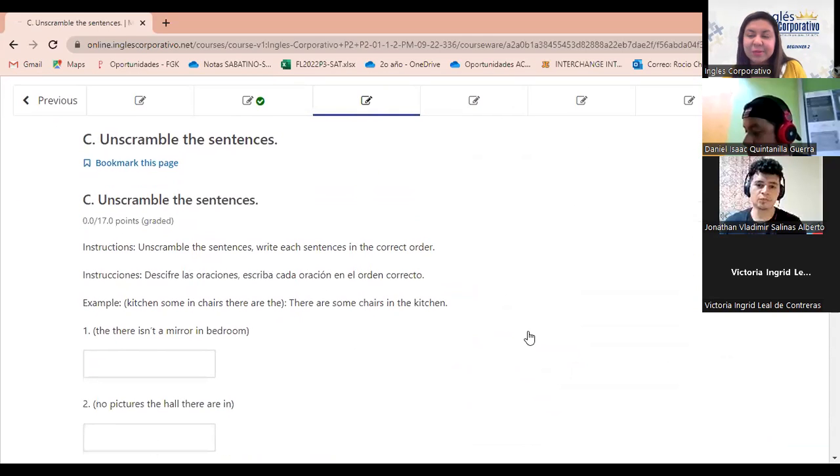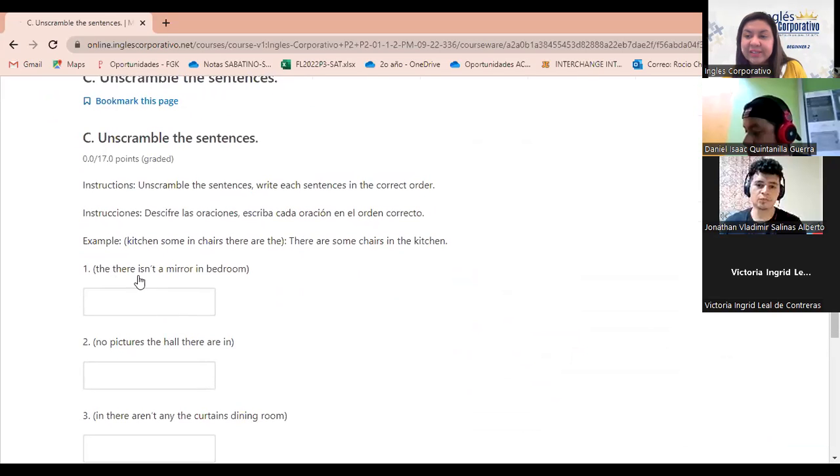Now, in this, unscramble the sentences. ¿Qué van a hacer? Unscramble the sentences and write each sentence in the correct order. Bueno, aquí las oraciones están desordenadas, usted las va a ordenar y va a escribirlo en el orden correcto. Por ejemplo, tenemos kitchen, some, in, chairs, there are, that. There are some chairs in the kitchen. We have that, there is, and a mirror in bedroom. ¿Cómo sería?